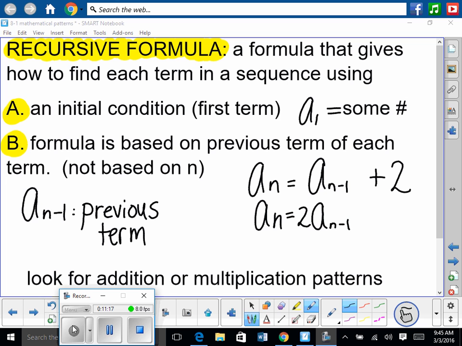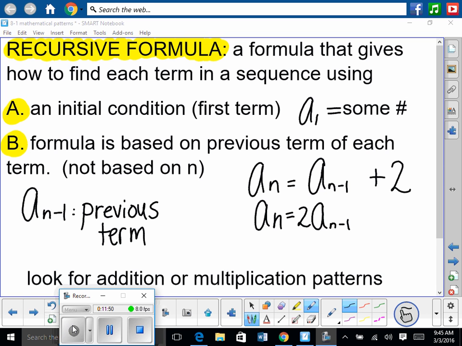So we've just been writing formulas, and they were explicit formulas, which means a formula in terms of n. Now we're going to learn about a new type of formula. There's 2 types of formulas. Now we're learning it. There's a recursive formula. So now a recursive formula is different than an explicit formula. So a recursive formula works the same way, though. It gives you a way to find the next terms of any term. So a formula that gives how to find each term in a sequence.